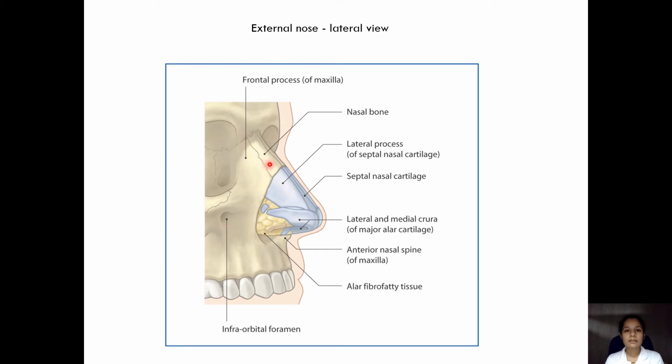This is the diagrammatic representation of the osteocartilaginous framework. As you can see, the nasal bone, the frontal process of the maxilla. This is the entire maxillary bone. It fuses in midline. This is the nasal process of the frontal bone. So laterally there are orbits. This entire bony framework forms the pyriform aperture of the nose.